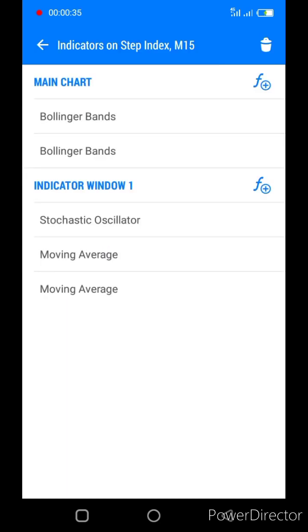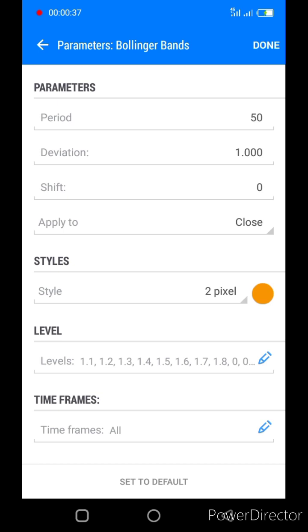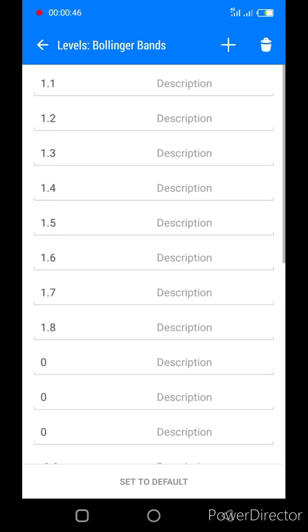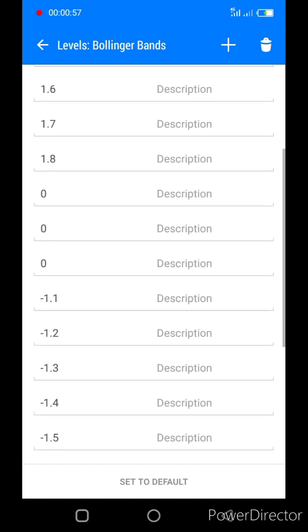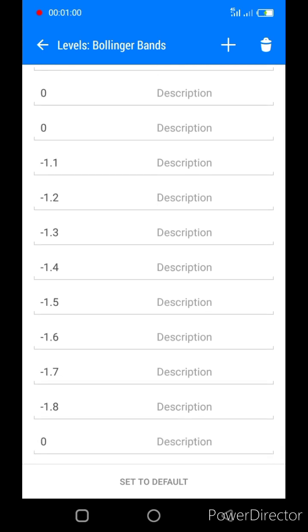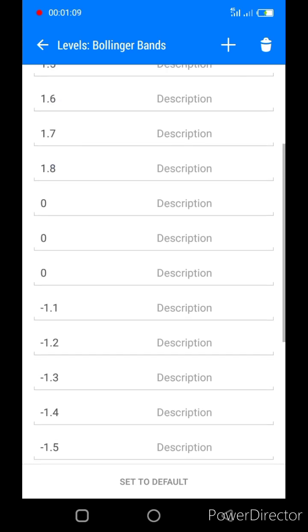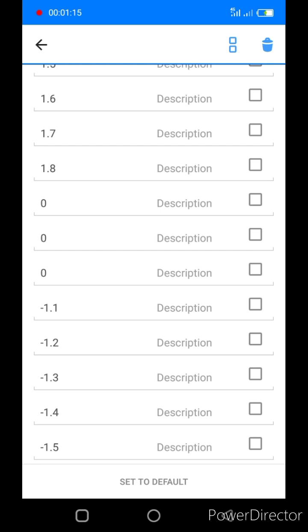Here is the setup. We have Bollinger Bands, 50 period, deviation 1, shift 0, apply to close, style 1 pixel. Then you go to levels. You see 1.1, 1.2, 1.3, 1.4, 1.5, 1.6, 1.7, 1.8. These zeros are not needed, the other zeros. So you go to minus 1.1, minus 1.2, minus 1.3 to minus 1.8. Do you get it now? So these are what are needed here.